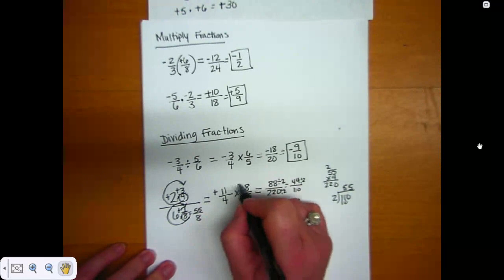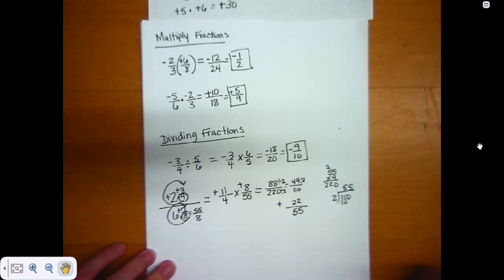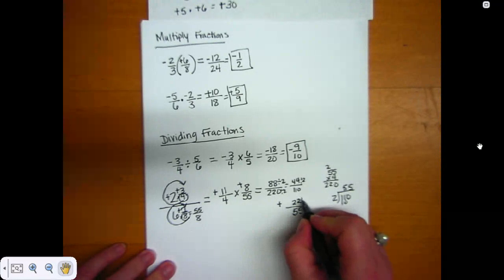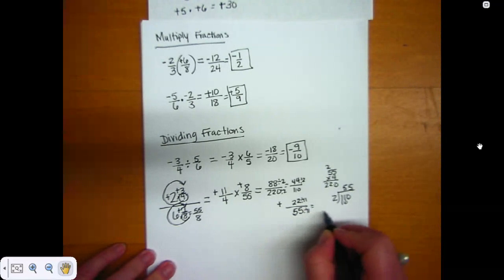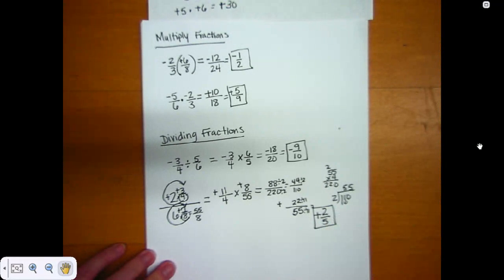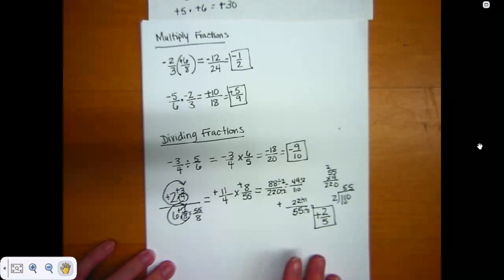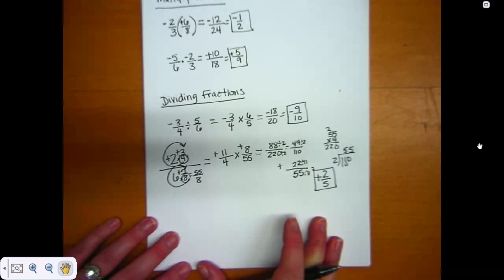And I go back and I check my signs and they're both positive. I know that I've got 22 over 55, so I can simplify by 11, top and bottom, and that would give me positive 2/5 as my final answer. So positive 2/5 is my final answer. So don't forget, when you're dividing fractions, you flip the second one and multiply.